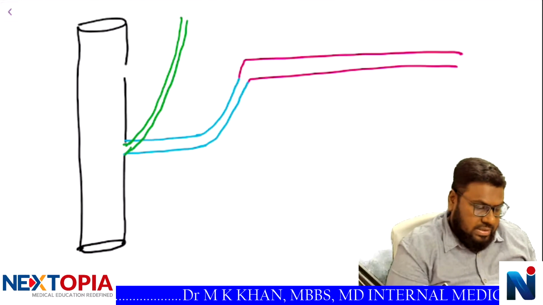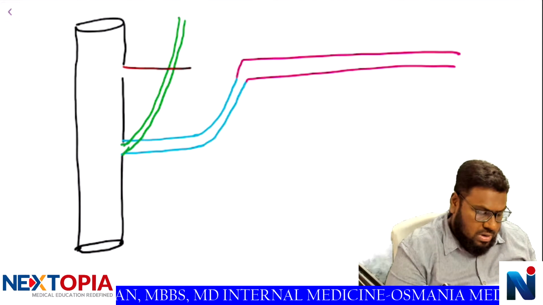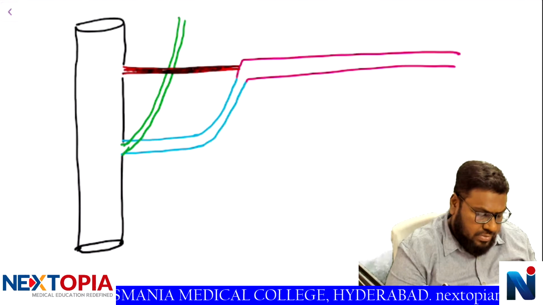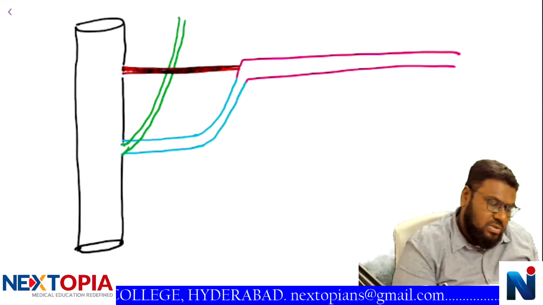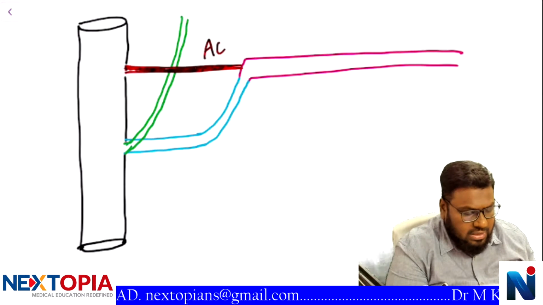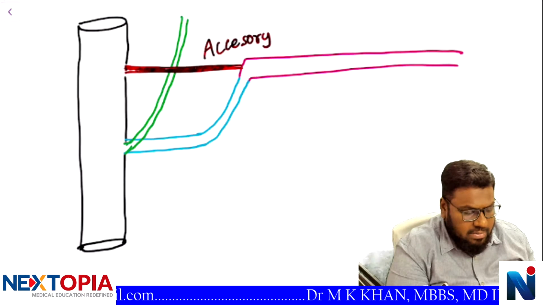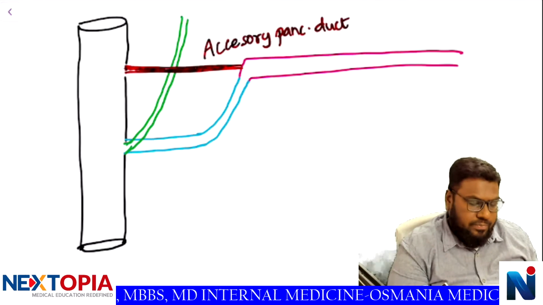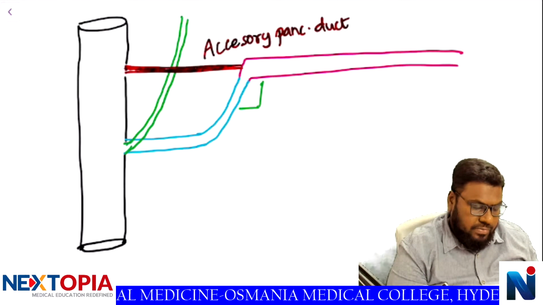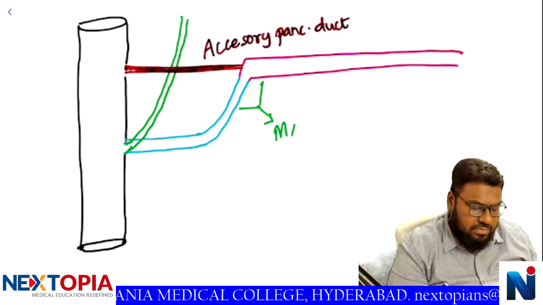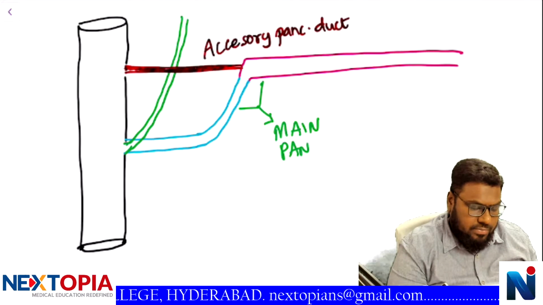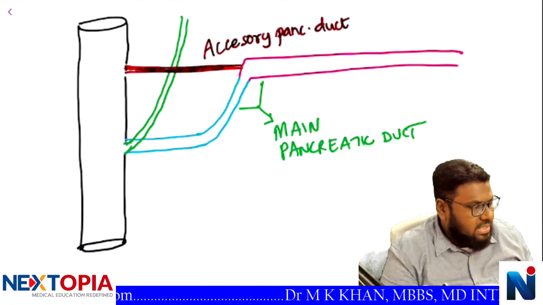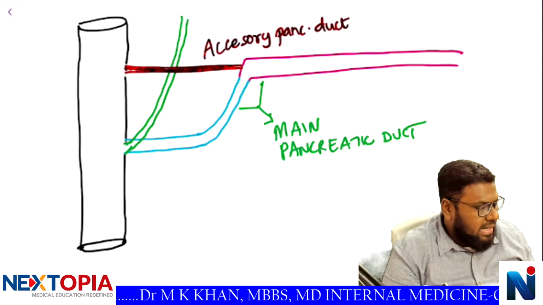Now what happens is, this portion becomes rudimentary or becomes accessory. It becomes minor, and it is opening into the minor duodenal papilla. So this was actually contributed by the dorsal duct, but it has now become the accessory pancreatic duct. Whereas this area has become the main pancreatic duct.